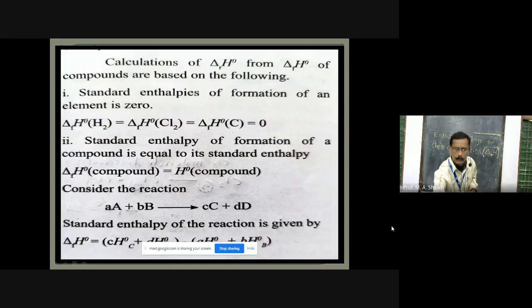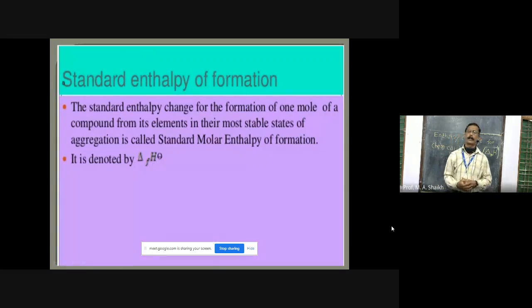Here, what is the heading of the next slide? Standard enthalpy of formation. Listen carefully. We know the standard enthalpy of reaction, delta HR0. But all reactions are not the same. Some reactions are formation reactions. Some reactions are combustion reactions. Isn't it? There are also other types.